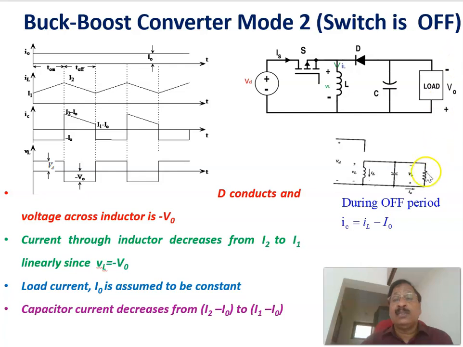What we are assuming is that the current through the load is constant, which is equal to I0. And the capacitor current is given by the inductor current minus the load current. Therefore, the capacitor current is changing from I2 minus I0 to I1 minus I0. That's the current through the capacitor. And during the off period, of course, IC is equal to IL minus I0, that is, I2 minus I0 to I1 minus I0.